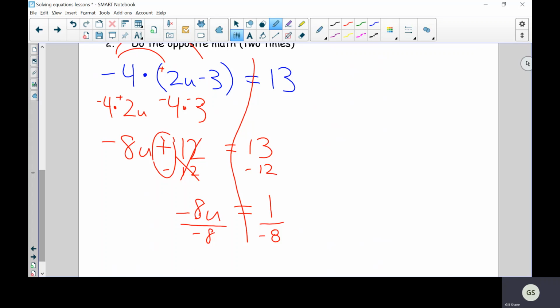Make sense? You good? I'm just confused. How'd you get negative 8 times 4? Yeah, that's the distributive property. Because I was confused with the plus sign. That's positive. Yeah, it's positive. It's negative 4 times positive 2u. Yeah, but the math was multiplication, not addition. I'm glad you asked those questions. I'm sure you're not the only one.